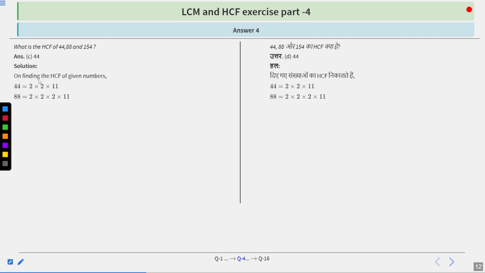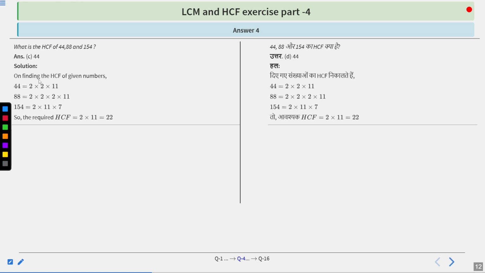Now 44, the factors can be 2 into 2 into 11, all the prime numbers. Again for 88, 2 into 2 into 2 into 11. And 154 can be written as 2 into 11 into 7. These are the prime factors of 154, 88 and 44 respectively.